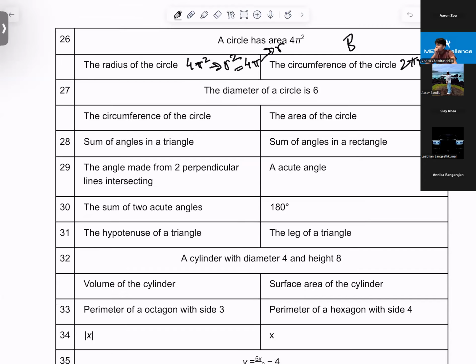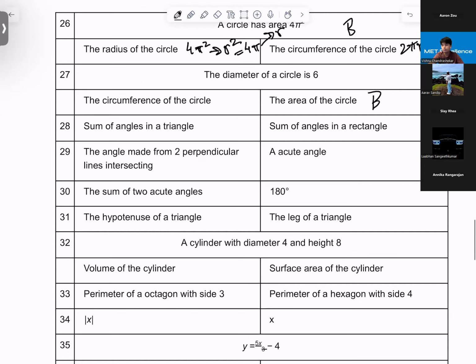27. Okay. The answer option here would be B. With the diameter equals 6, the radius would be 3. So the circumference of the circle would be 2 pi r, which would be 6 pi. And then for the area, it would be pi r squared. So it would be 9 pi. So here it would be the area of the circle. So B.